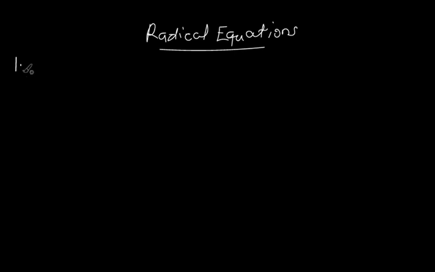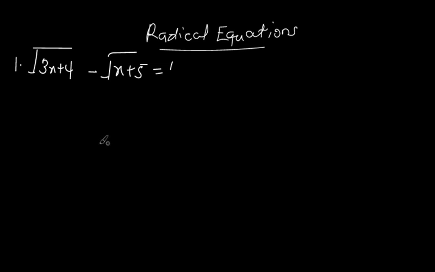Example number 1, let's have the root of 3x plus 4 minus the root of x plus 5 is equal to 1. Given this as our radical equation, how can we solve this to get our answer? Well, in radical equations, first we need to get rid of the root signs. We can do this by squaring both sides of the equation.